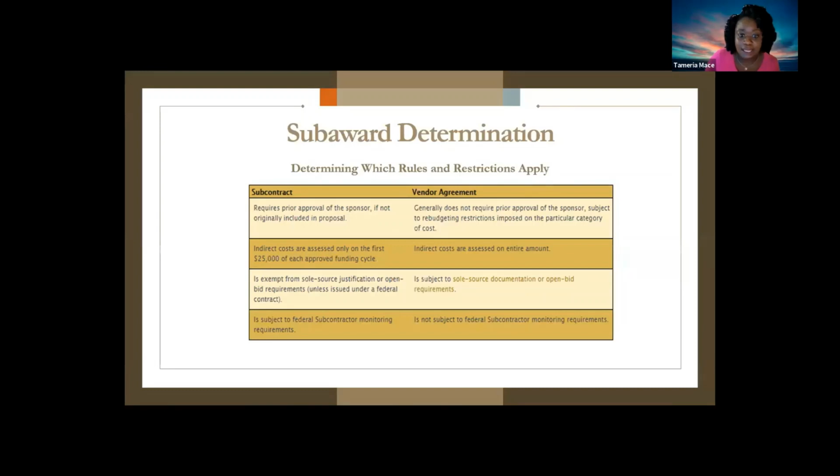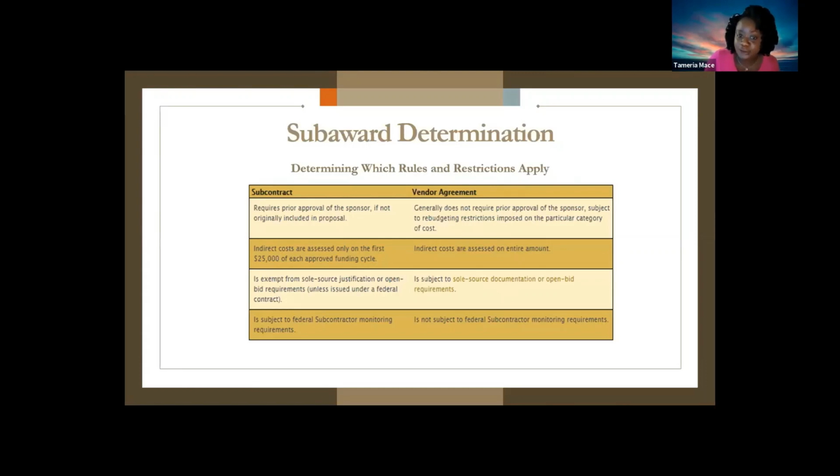Next slide, please. Additional information on your subaward determination. This information is very important to make the right determination, so we're giving you some more examples of things to consider. With your subcontractor, it typically requires approval of the sponsor if it is not included in your original proposal. With your vendors, they do not require prior approval from your sponsor, but they are subject to rebudgeting restrictions imposed by that category of costs where you're moving those funds.